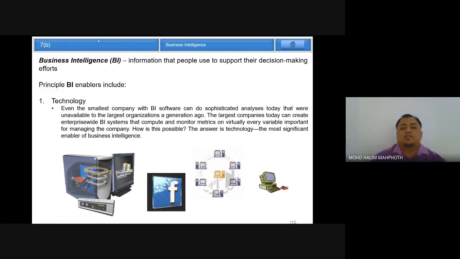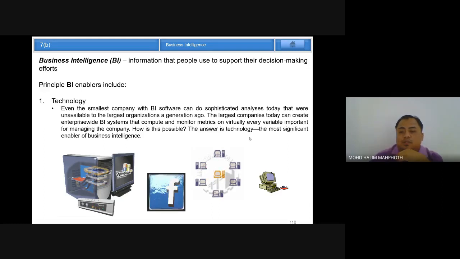So the principles of business intelligence enablers include, first thing first, technology. This is the first principle of business intelligence. Even the smallest company with business intelligence software can do sophisticated analysis today that was unavailable to the largest company a generation ago. So this technology can support transferring the data, how fast and how quick it can give feedback towards your query.